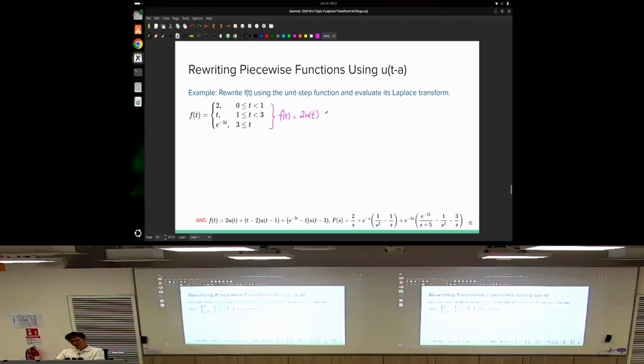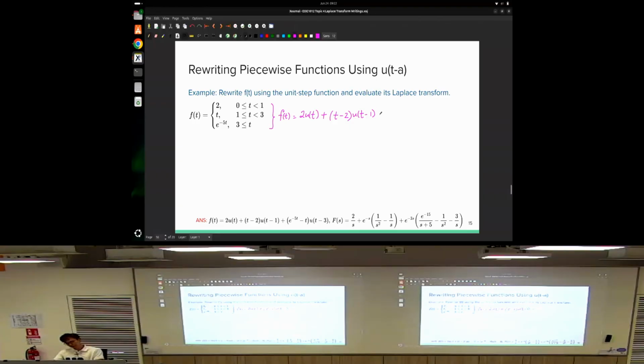Then the second function. So now you plus. You have to turn on the second function, but you have to turn off the first function. So therefore, this becomes turn on t, then turn off 2. So you're going to put t minus 2. Then you have a u activated at 1. Turn on t, turn off 2, activated at 1, because t is activated at 1. So you're going to turn on t at 1.